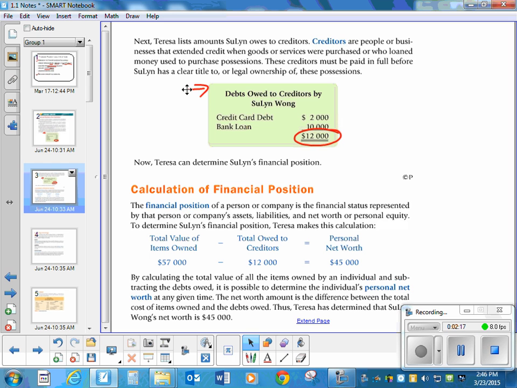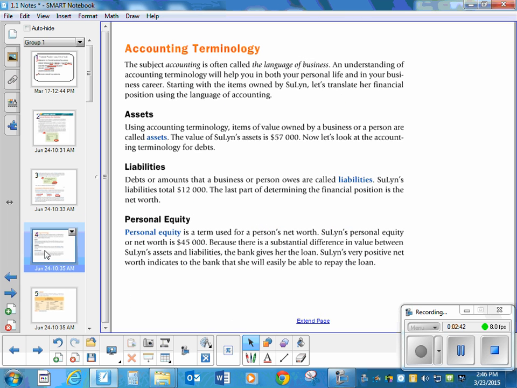Now, the bank is going to want to see what her financial position is. They're going to take what she owns, and they're going to take away what she owes to people. Her net worth is $45,000. When we subtract, taking our assets minus our liabilities, or what we own minus what we owe, it gives us a net worth of $45,000.